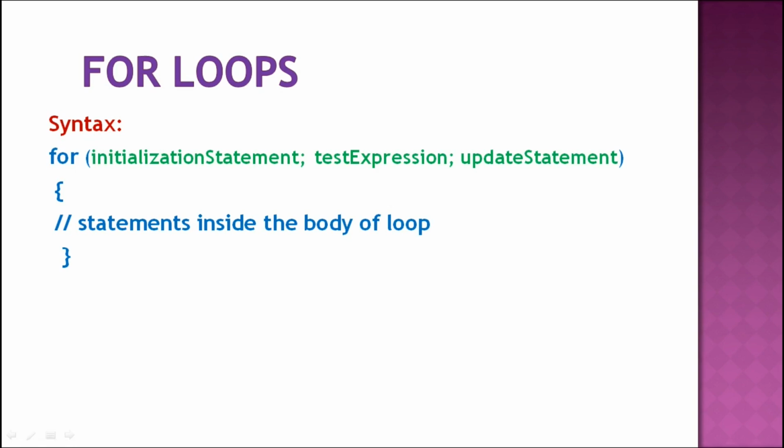And the third time also, the test expression is true and again it executes the statements inside the loop body and again updates your statement. Whenever the updated statement goes to the test expression again and it gets false, then it will not execute your code in the body.